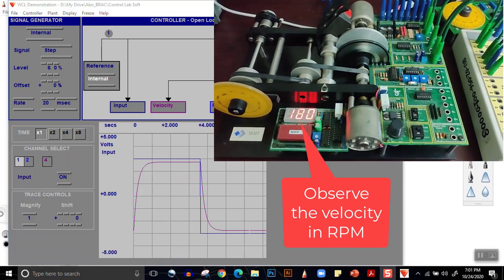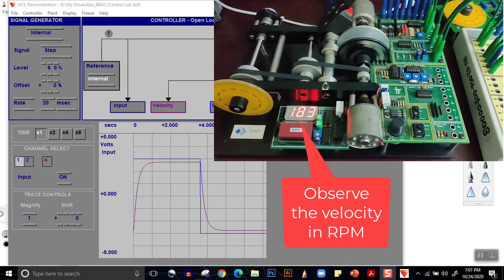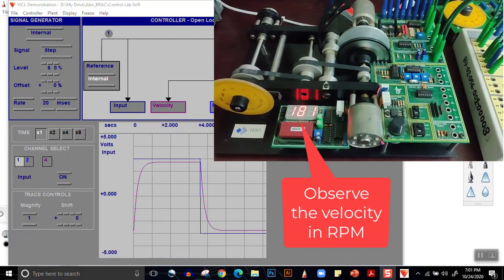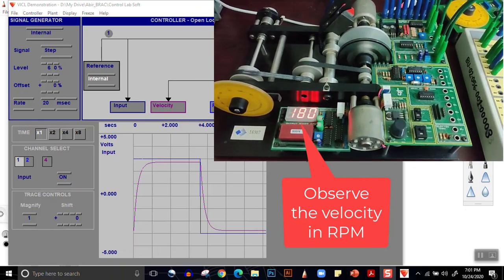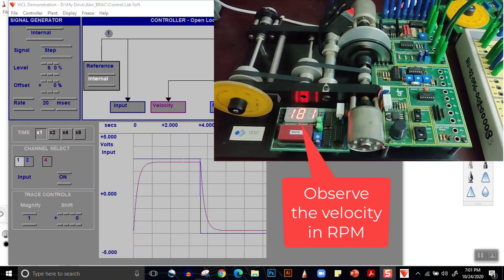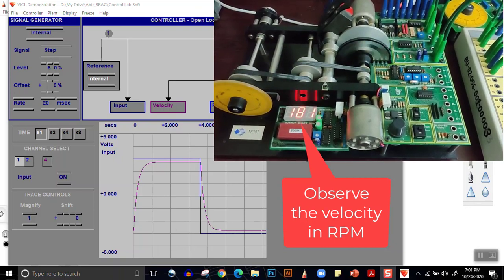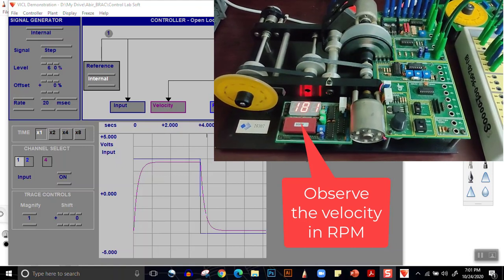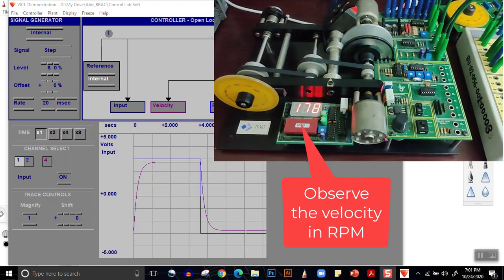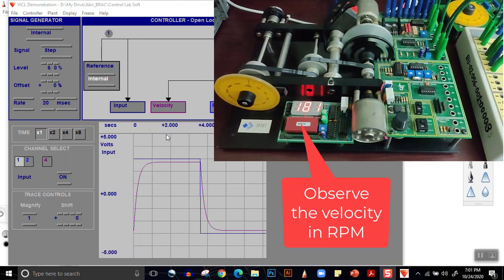Now you can look at the video at the right top corner, and you see that in one cycle the motor is rotating towards one direction, and in another cycle it's rotating towards the opposite direction. So I hope you understand what it means.